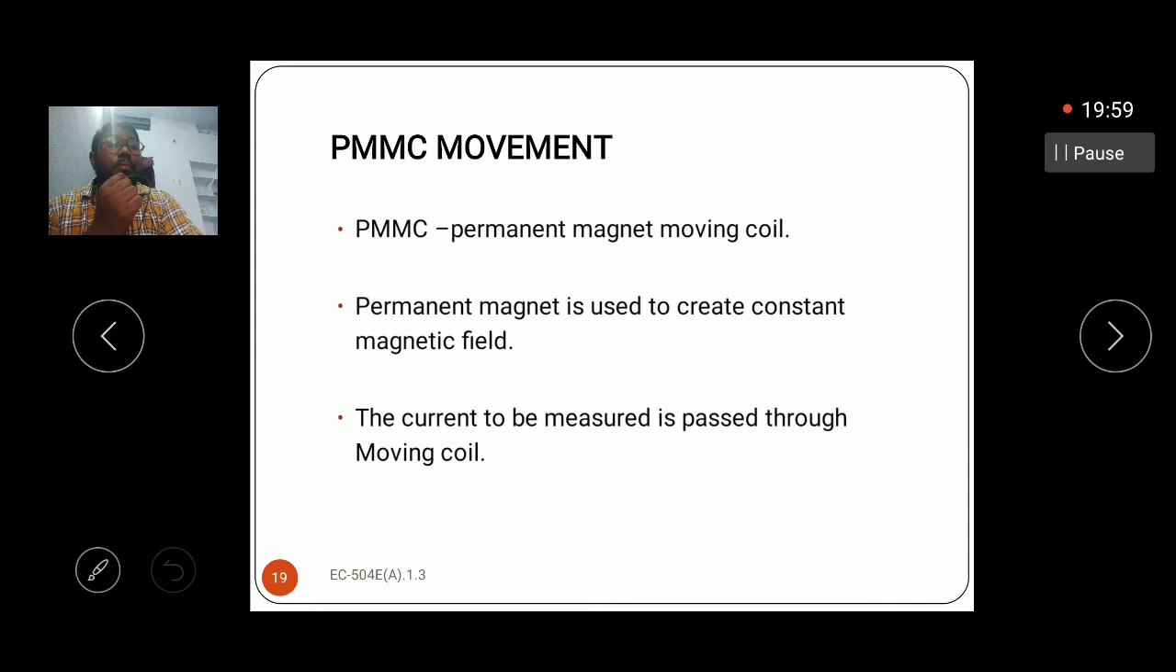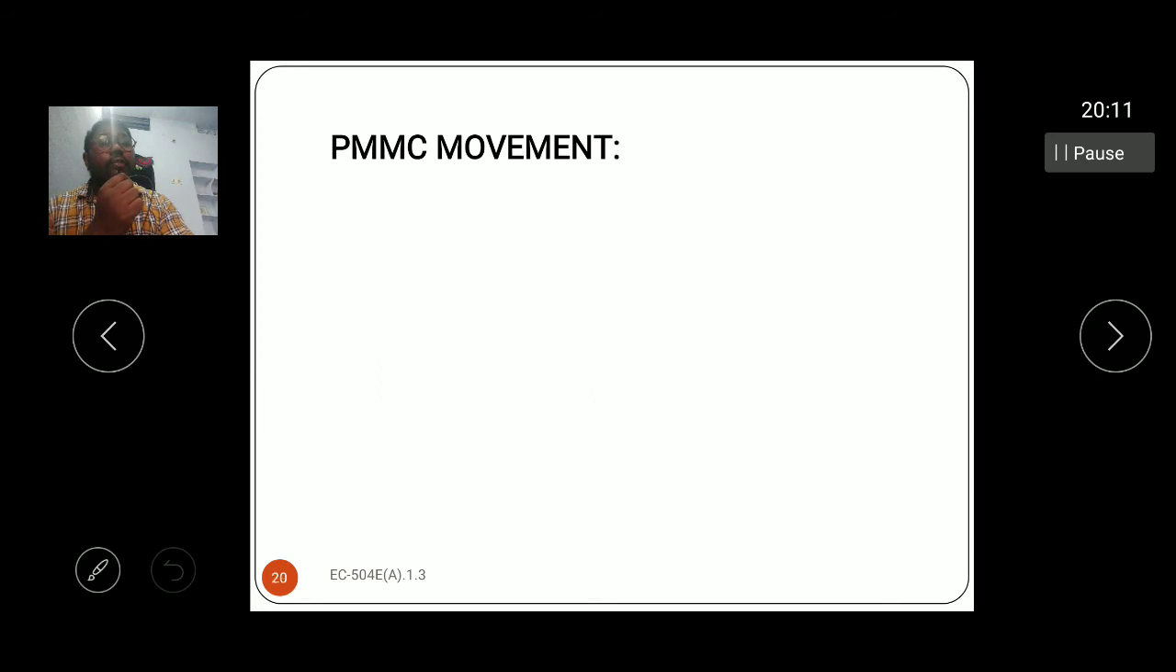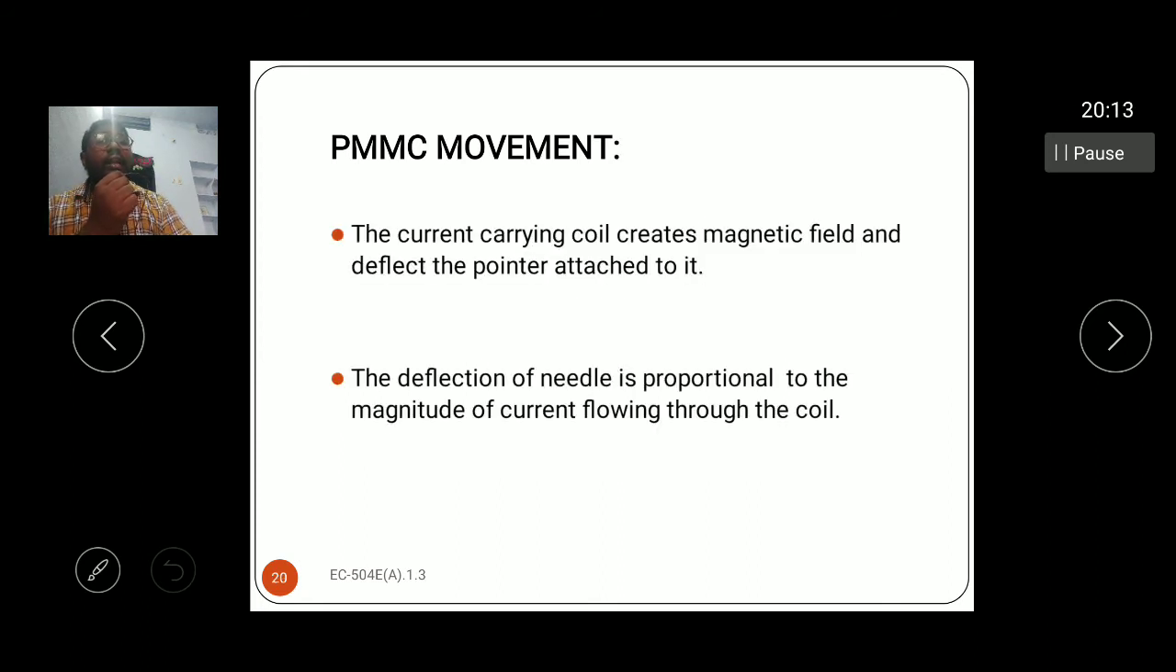The PMMC is the permanent magnet moving coil. The permanent magnet is used to create the constant magnetic field. The current to be measured passes through the moving coil. The current carrying coil creates a magnetic field and deflects the pointer attached to it. That means, in the construction, in this cylinder type structure, we have the magnetic base, and in the magnetic base we have the coil. The coil carries the current.